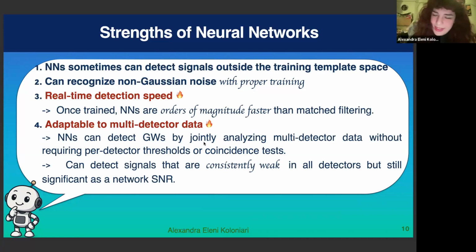In fact, once they are trained, neural networks are actually orders of magnitude faster than match filtering. And they are also adaptable to multi-detector data. Basically, I can train a neural network by giving it data from two or three detectors at the same time. So they can detect gravitational waves by jointly analyzing multi-detector data without requiring per-detector thresholds or coincidence tests. And that means that they can detect signals that are consistently weak in all detectors, but are still significant as a network SNR.